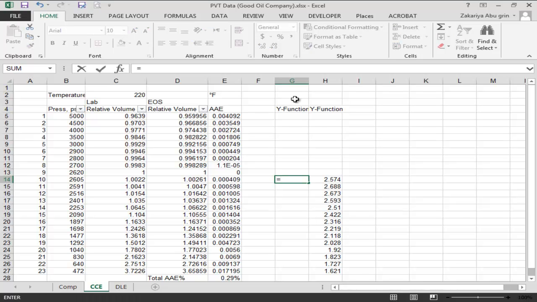We start by calculating our y function below the saturation pressure, and to make this fixed, you need to press F4. You will see that our pressure here is PSI gauge, then we need to convert this to make it PSI.